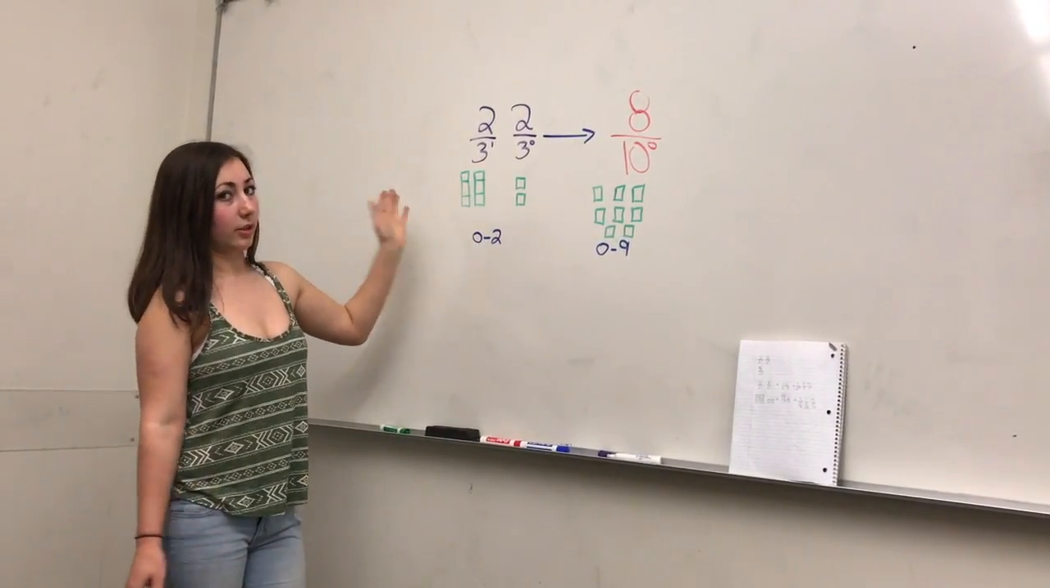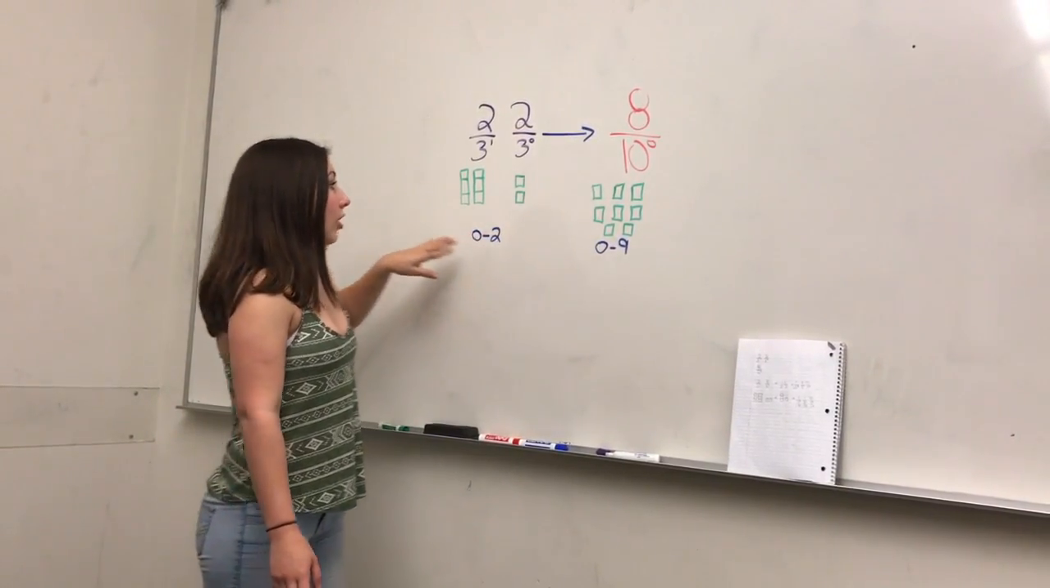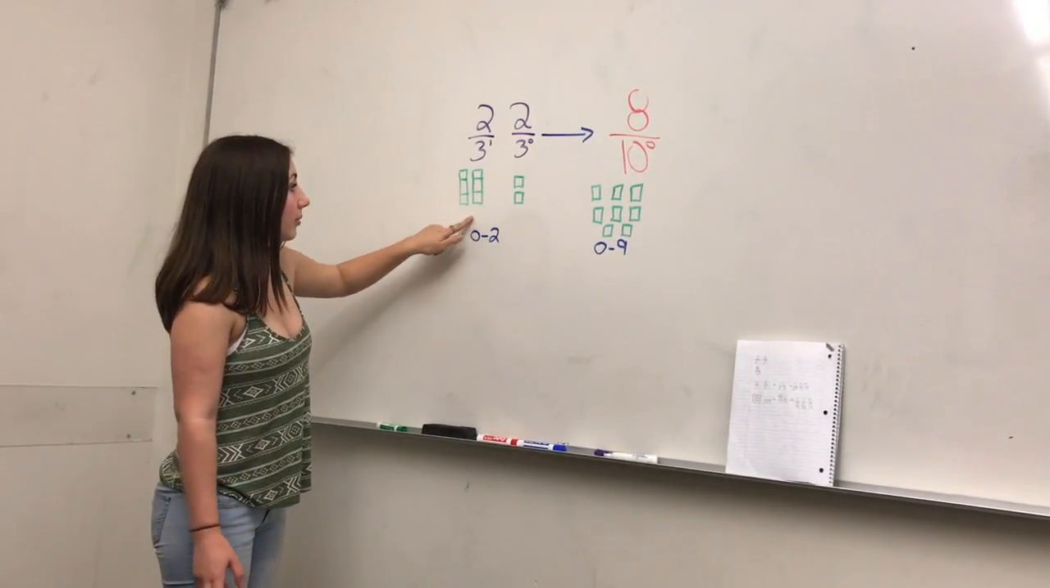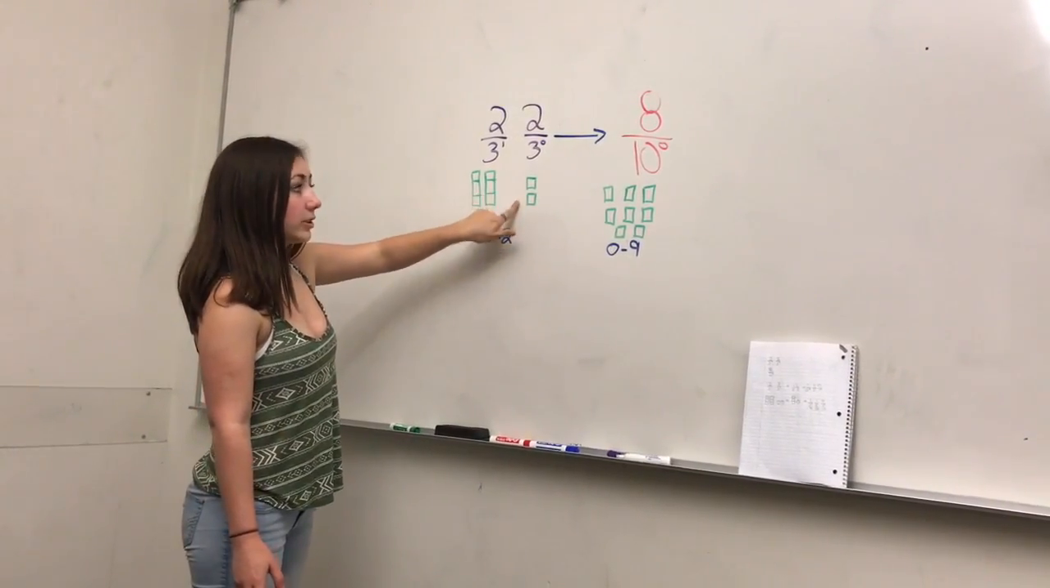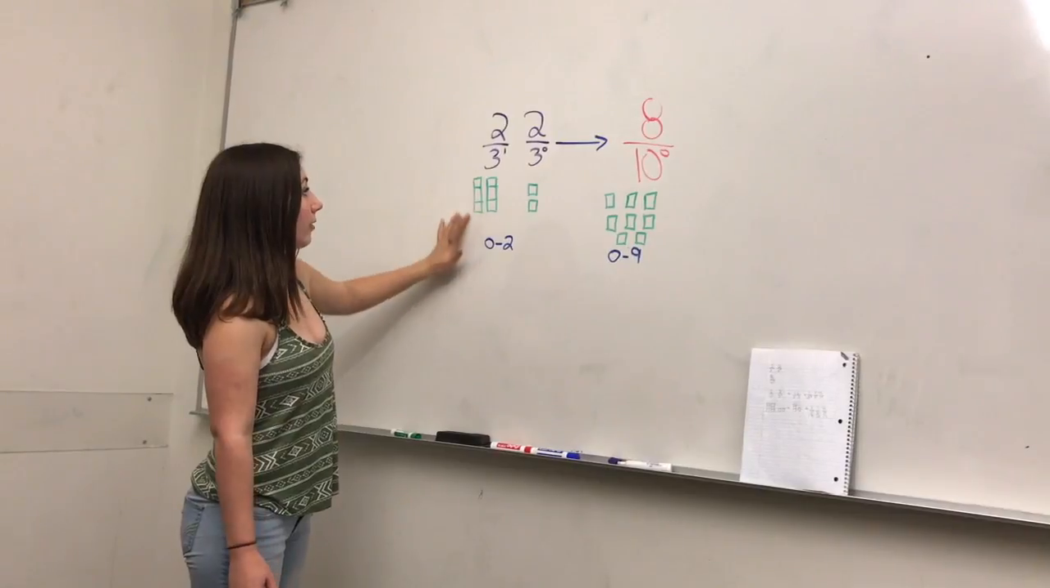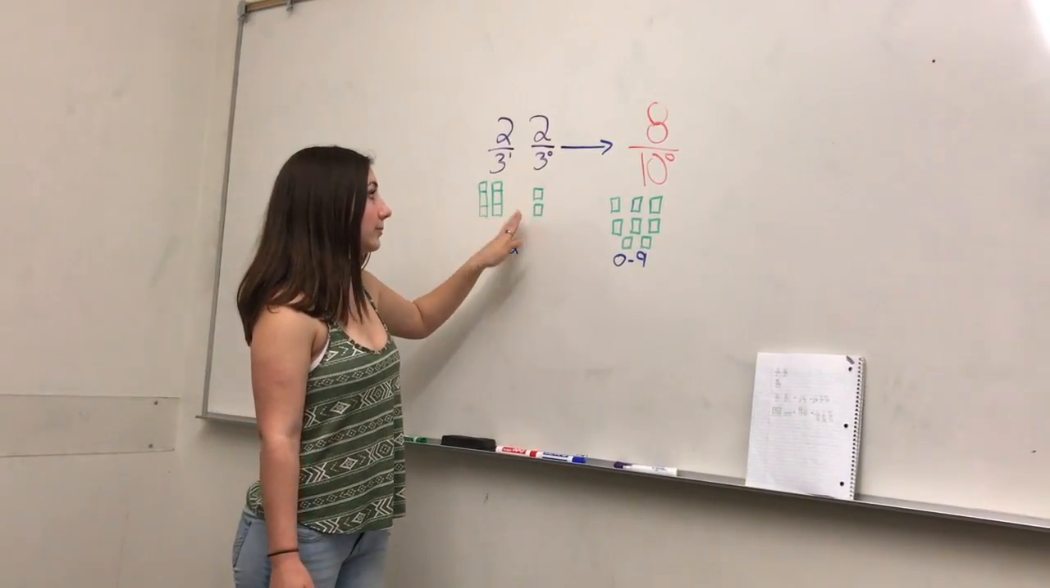In other words, 6. And then converting that to base 10, all we're going to do is add. So we're going to add our row of 3 plus our row of 3 plus our ones place. So we have 1 row of 3 plus another row, 6, plus the 2 ones, which is going to equal 8.